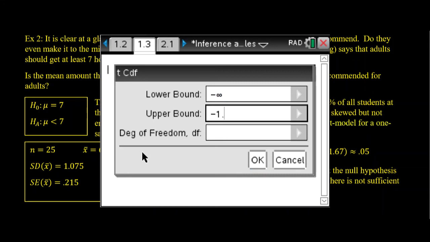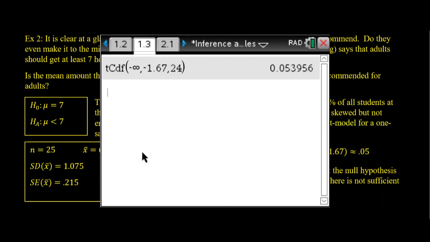We had 24 degrees of freedom. Click OK. And there you go, 0.053956, which verifies our failing to reject because it's actually above that 0.05 threshold that we like to see usually.